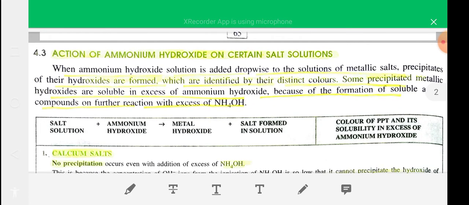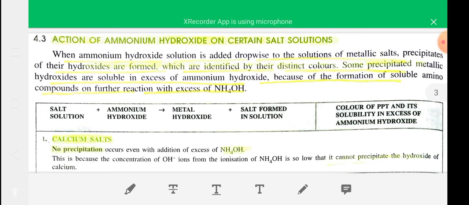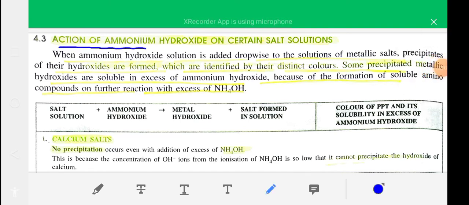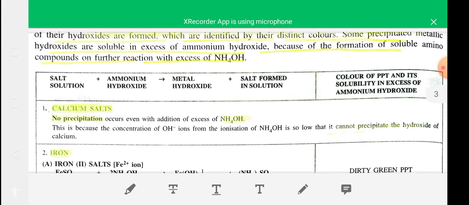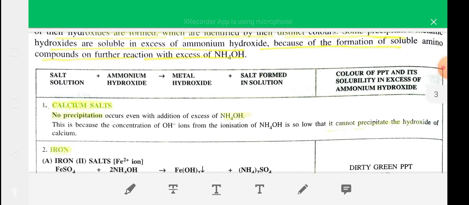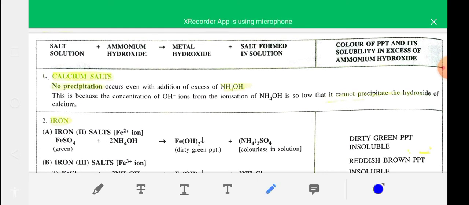Now see the action of ammonium hydroxide. This is the action of ammonium hydroxide NH4OH on different salt solutions. So when a salt solution is treated with ammonium hydroxide, you will get a metal hydroxide and a salt formed in solution. This is similar to sodium hydroxide, but some observations are different from the previous case, and you have to remember the observations also.